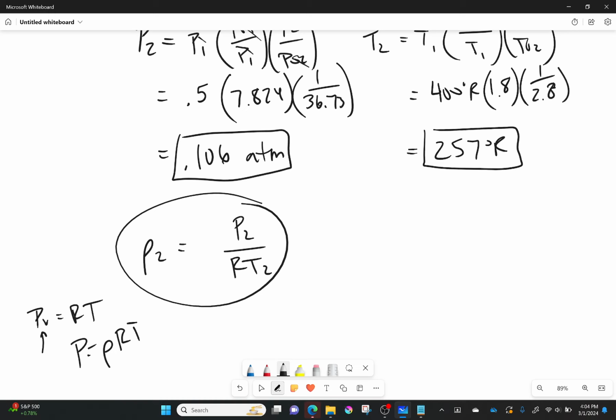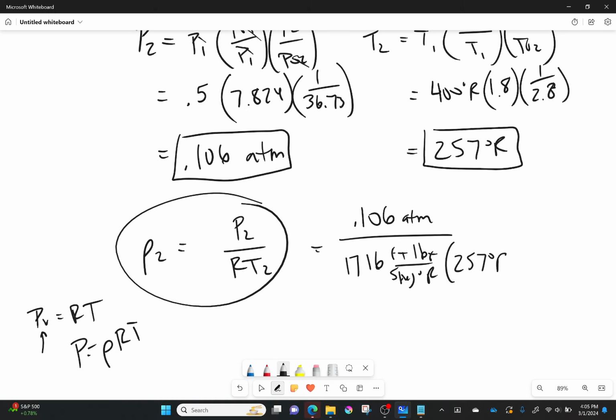Okay. So I plug that in here. Let's see what I got. I have my pressure of 0.106 atmospheres. That looks good. I got my ideal gas constant of 1716 foot-pound force per slug degrees Rankine. And I have a temperature of 257 degrees Rankine. And what you might be noticing is that that is atmospheres and this is not atmospheres. I'm going to go ahead and give you a handy dandy conversion, which is just 2,116. You can work out the math if you want to, but you can just trust me and know that it's 2,116. That will get us into slugs per foot cubed, which is what we want for our density.